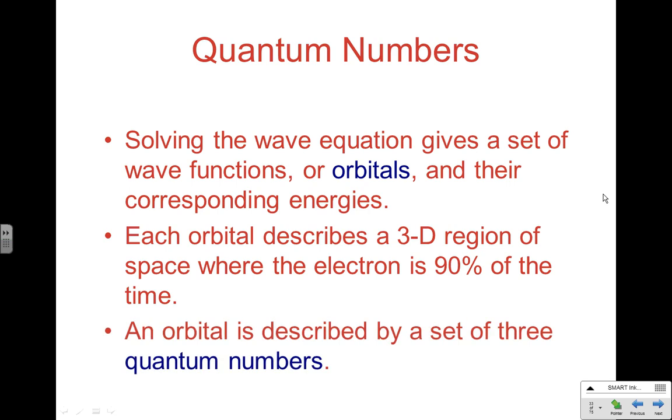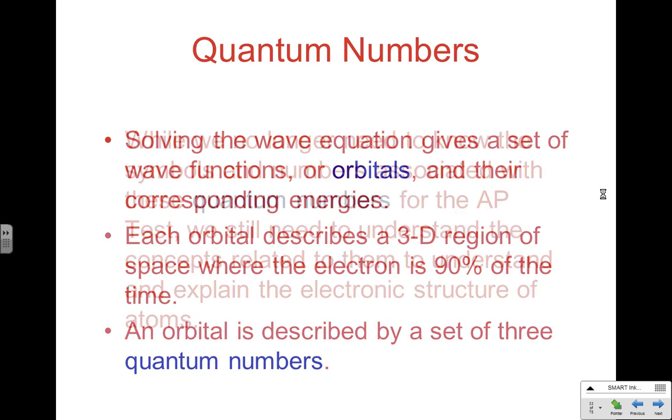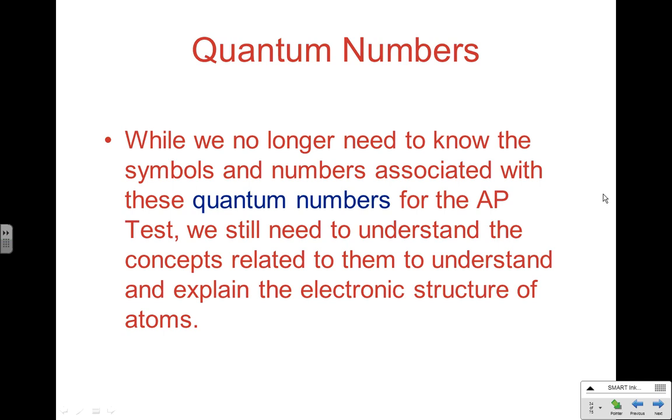And any specific orbital, basically a little apartment where an electron lives, can be described by what are called 3 quantum numbers. Now, while the AP test no longer requires you to be able to write and understand quantum numbers, because quantum numbers are related to information you learned in pre-AP chemistry, we're actually giving them specific numbers so we can come up with an address of the electron. In the AP test, we no longer have to be able to do that, but the concepts related to this are still concepts that we do have to understand.